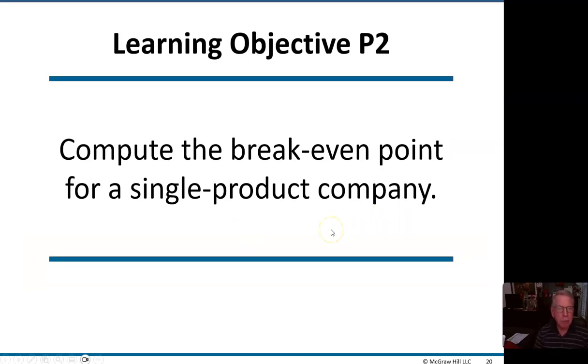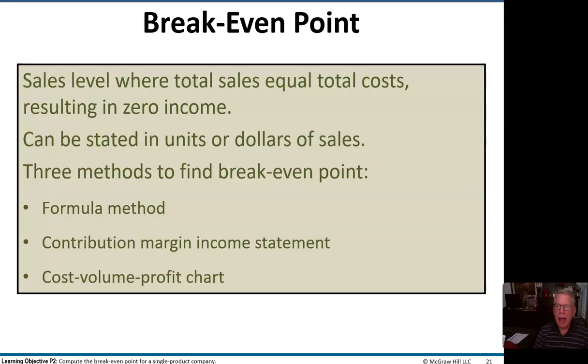Now we'll look at computing the break-even point for a company that has just one product. So let's look at the sales level where total sales equal total costs, resulting in zero income. That can be stated in either units or dollars of sales. There are 3 methods to find the break-even point: the formula method, the contribution margin income statement, or the cost-volume-profit chart.